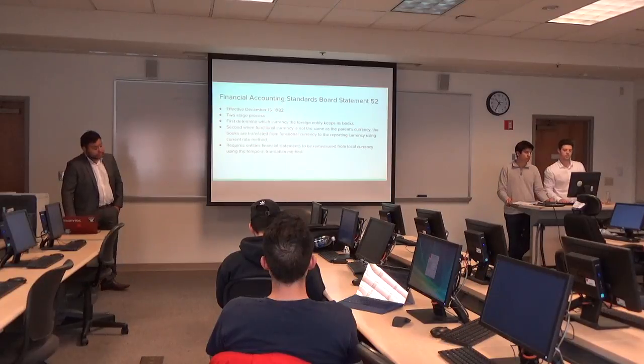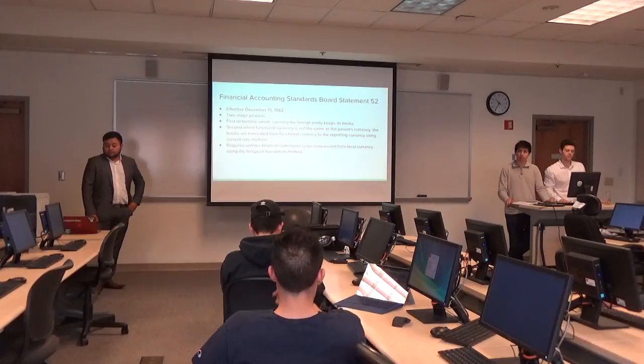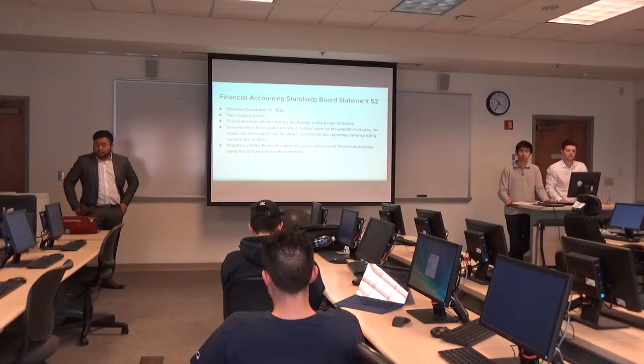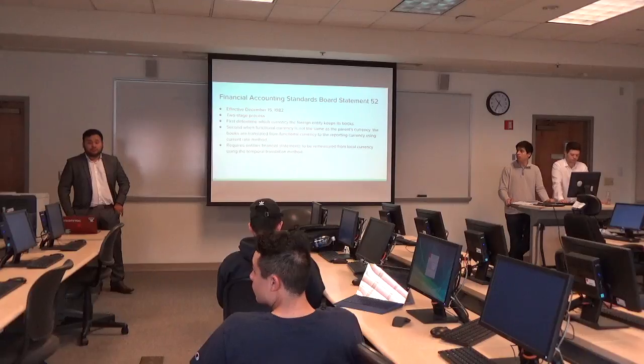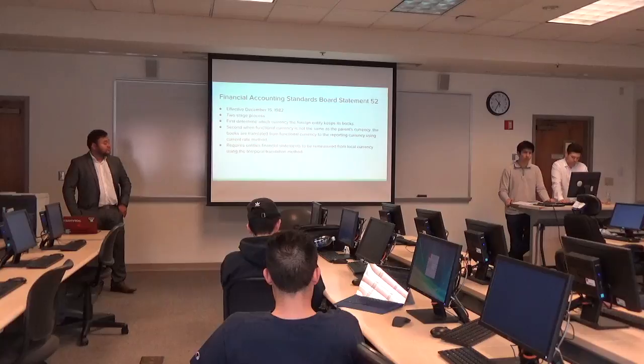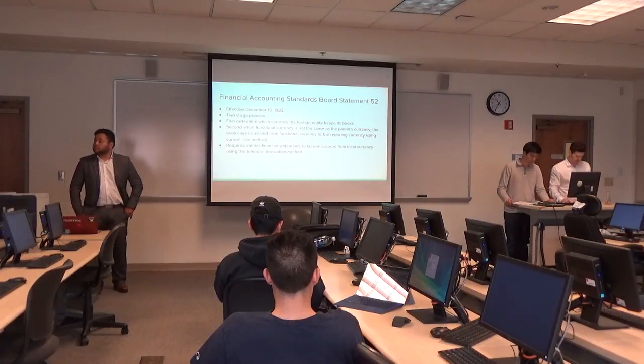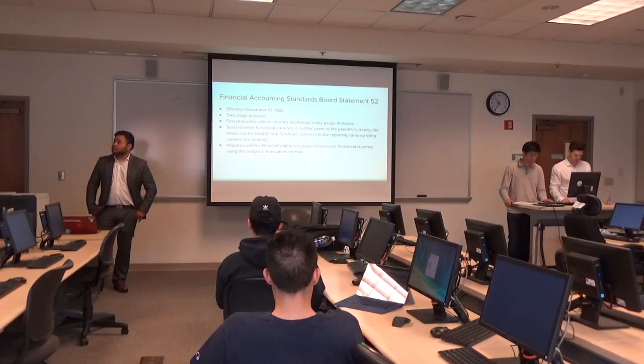So FASB 52 was created on December 15th, 1982. It's a two-stage process. The first is determining which currency the foreign entity keeps its books in. If the local currency in which the foreign entity keeps its books is not the functional currency, remeasurement into the functional currency is required. Remeasurement is intended to produce the same results as if the entity's books had been maintained in the functional currency. They use the temporal method for the remeasurement.